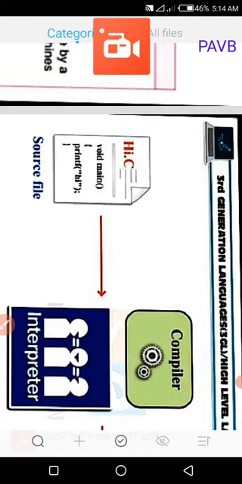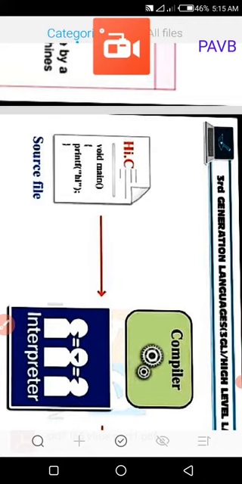Third generation, 3GLs. Third generation refers to high level language. A high level language is simple to learn, write and understand and is very similar to English language. Just like how we read the English language, high level language is the same. High level languages are closer to human language. They are easier to read and write. High level language uses a combination of English and mathematical symbols to write instructions.